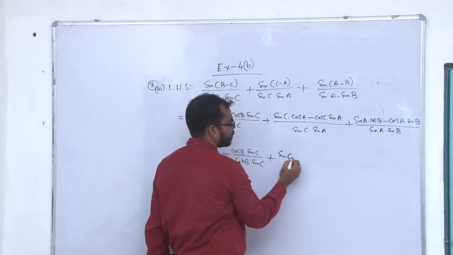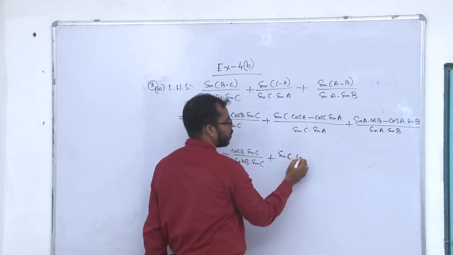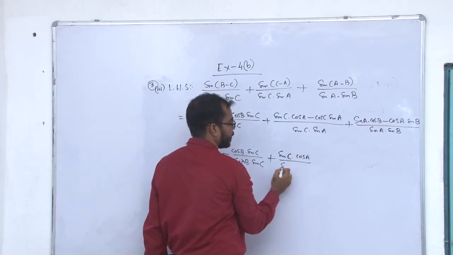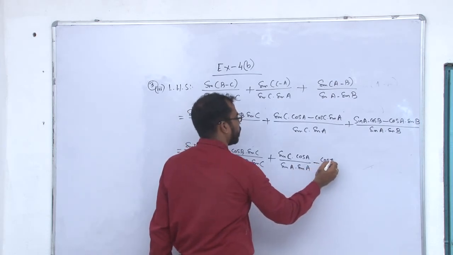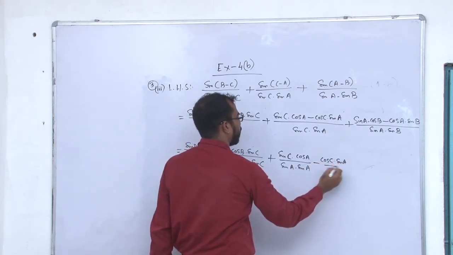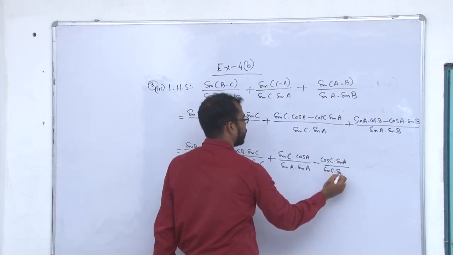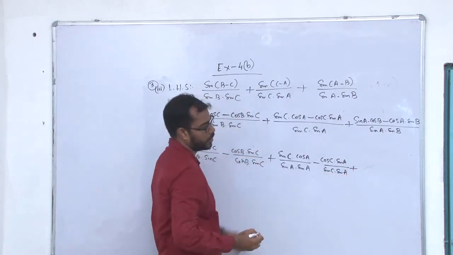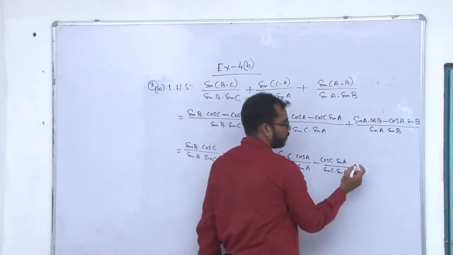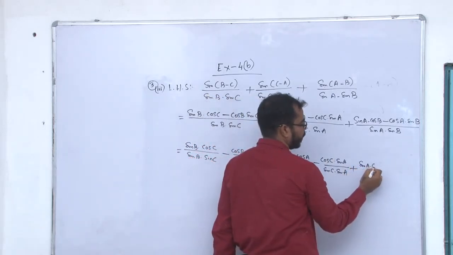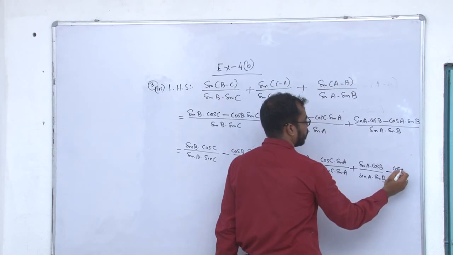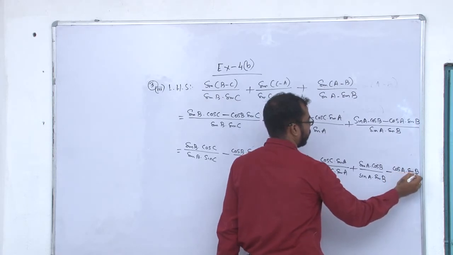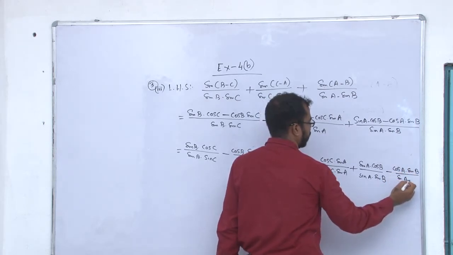Similarly, you can separate sin c into cos a by sin c into sin a minus cos c into sin a by sin c into sin a, plus the third term, that is sin a into cos b by sin a into sin b minus cos a into sin b by sin a into sin b.